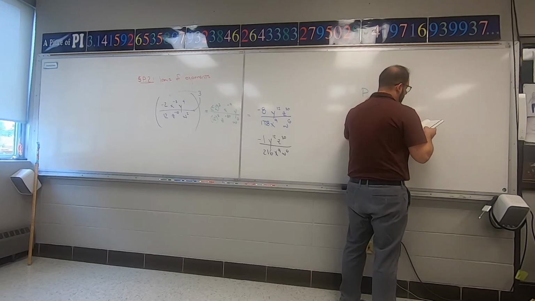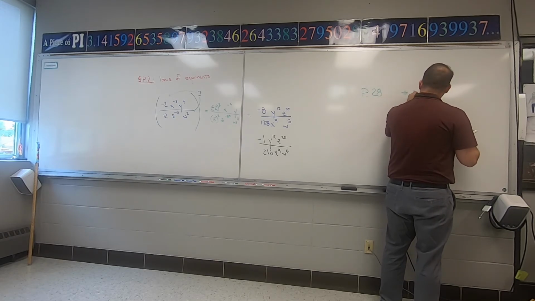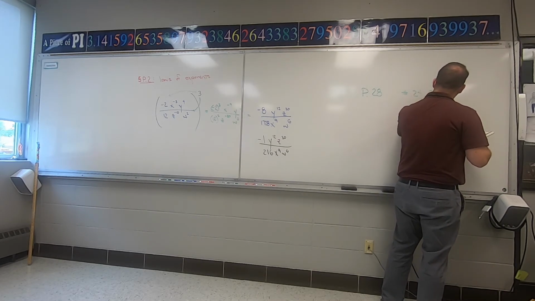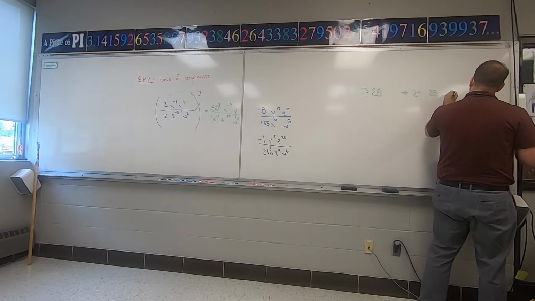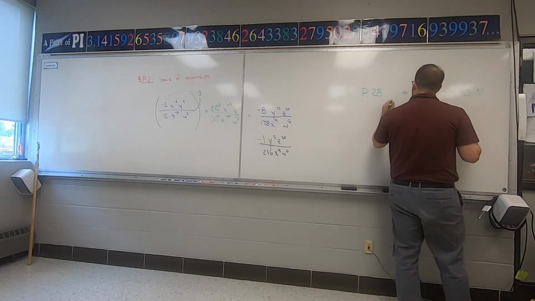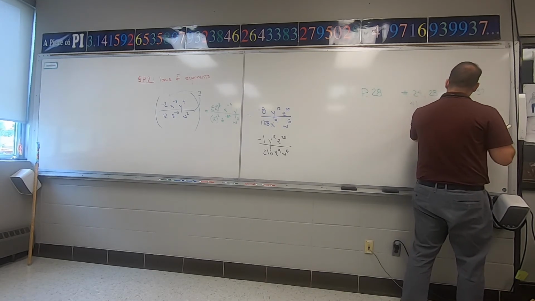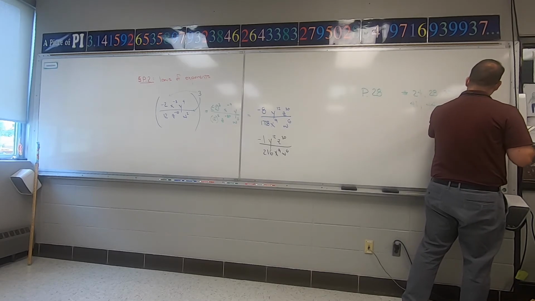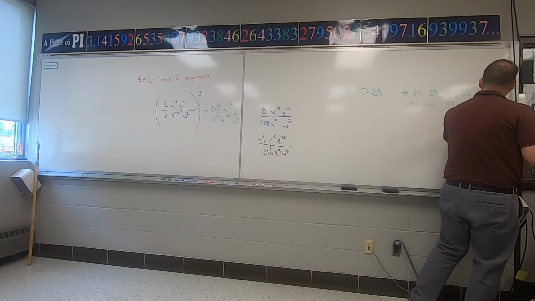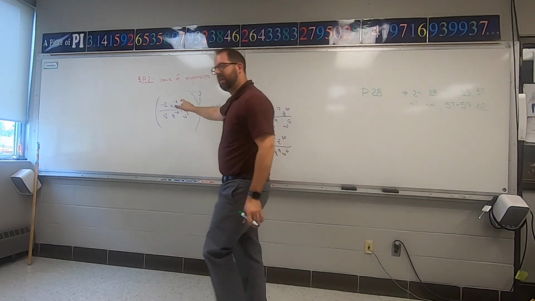So, page 28. Here are the numbers: 24, 28, 34, 35, 37, 41, 44, 57 through 59, and we're finishing with 62. And 62 is going to look a lot like this one right here.